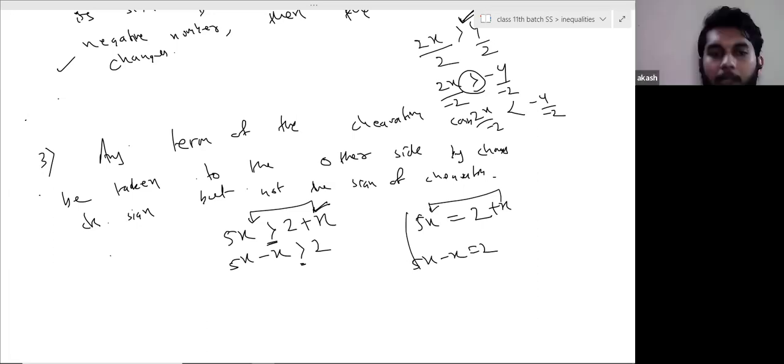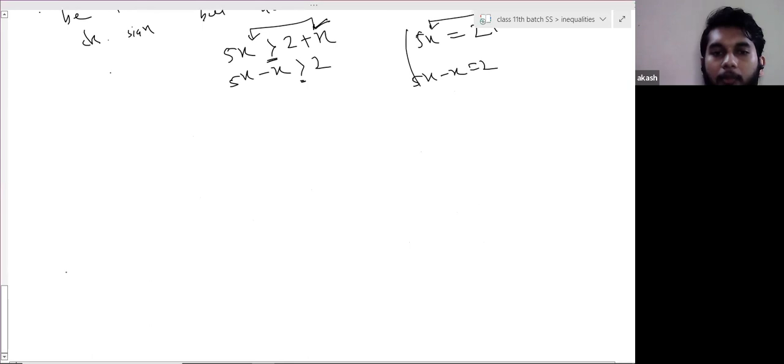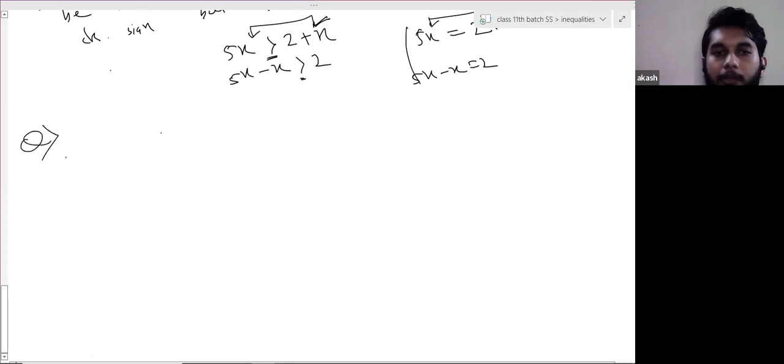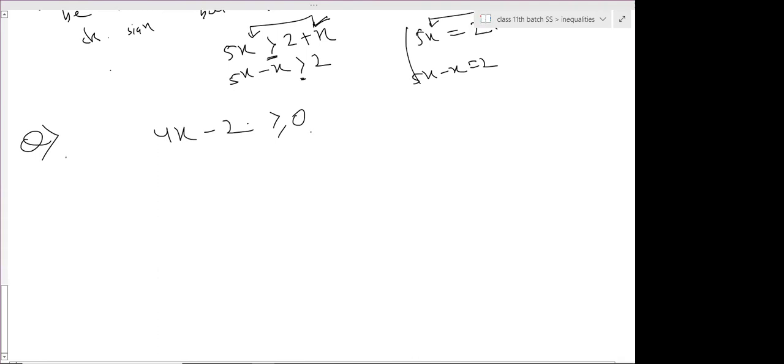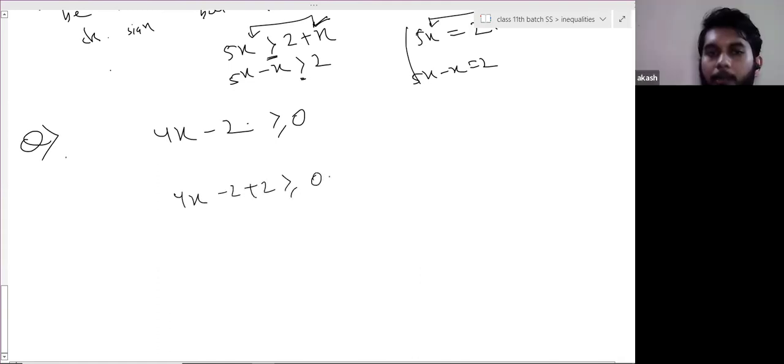All right, let's start with a few simple questions. And Iram, you have to solve this also. 4x minus 2 is greater than or equal to 0. Let me solve this one. We can add 2 to both sides, right, Fahad? Yes. So 4x minus 2 plus 2 is greater than or equal to 0 plus 2. So this is 4x greater than or equal to 2.